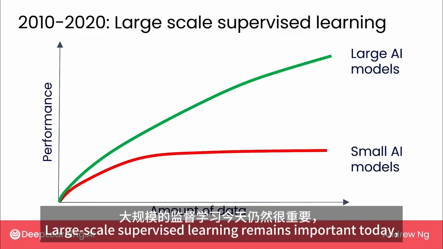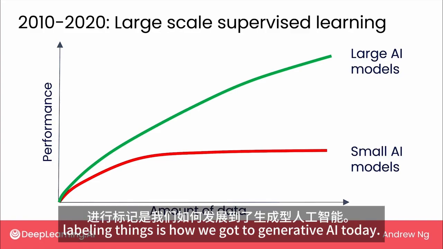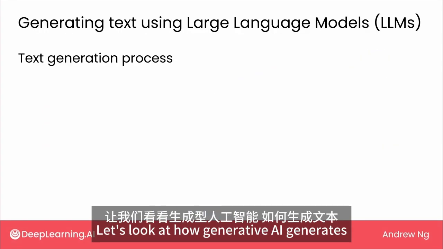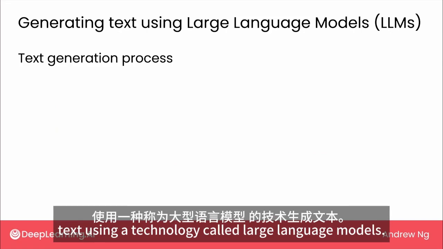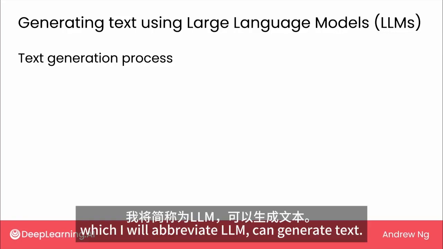Large-scale supervised learning remains important today, but this idea of very large models for labeling things is how we got to generative AI today. Let's look at how generative AI generates text using a technology called large language models. Here's one way that large language models, which are abbreviated LLM, can generate text.